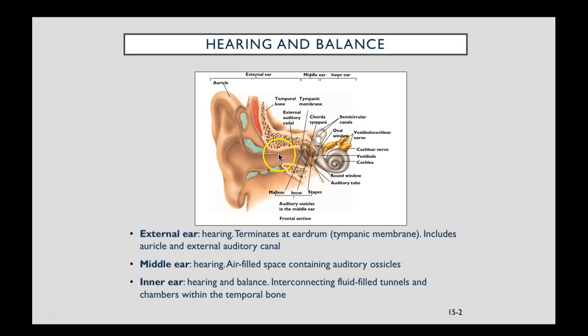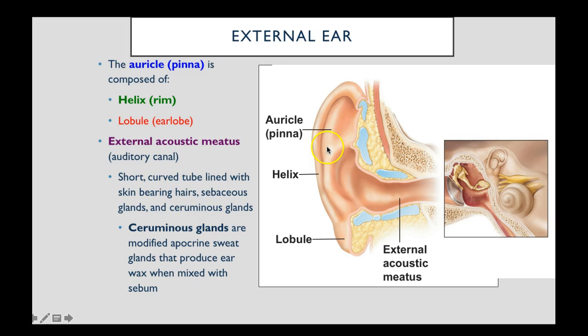You see major structures will be our cochlea, which is the snail shell over here, the vestibule, and our semicircular canals. You may also recognize our old friend cranial nerve number 8, which is our vestibulocochlear nerve. So we'll start off with the external ear.